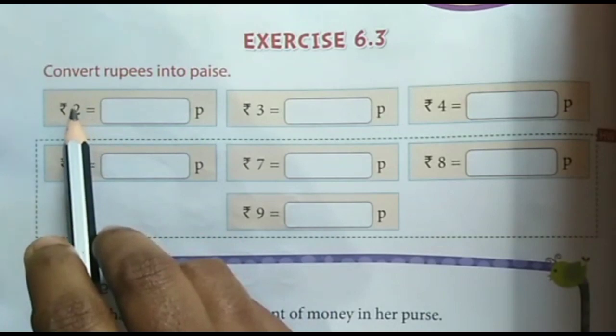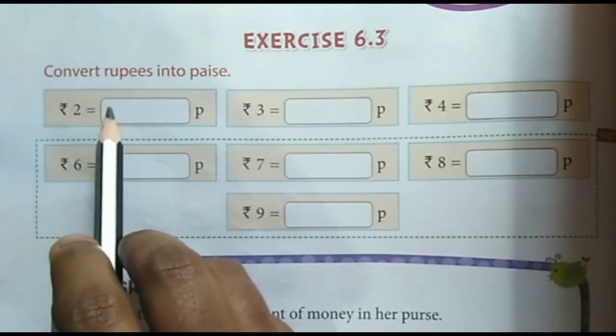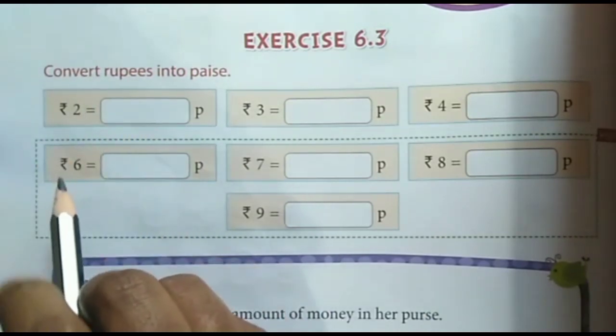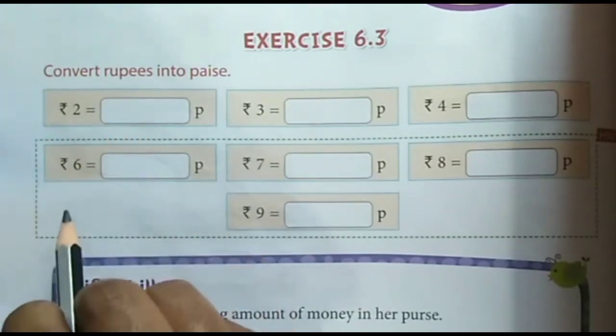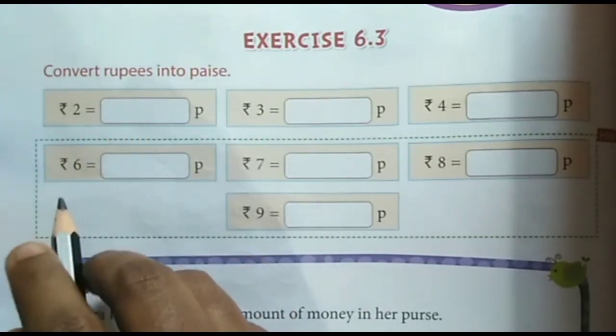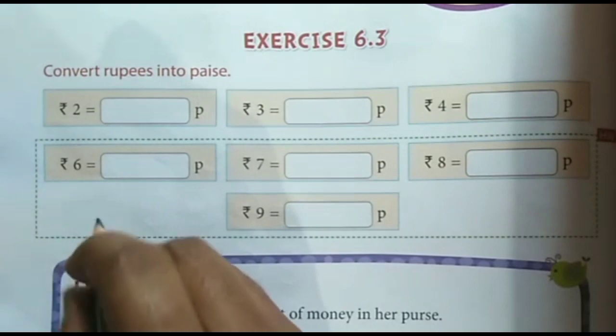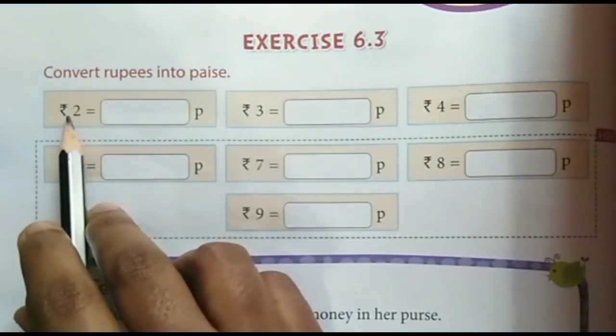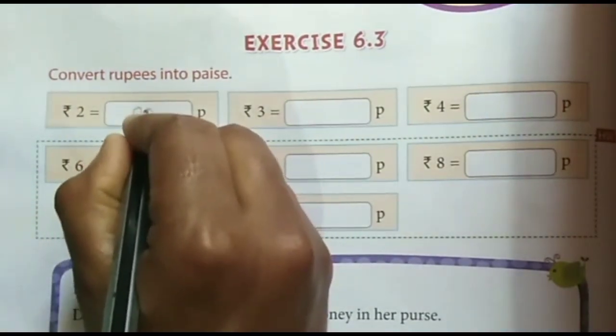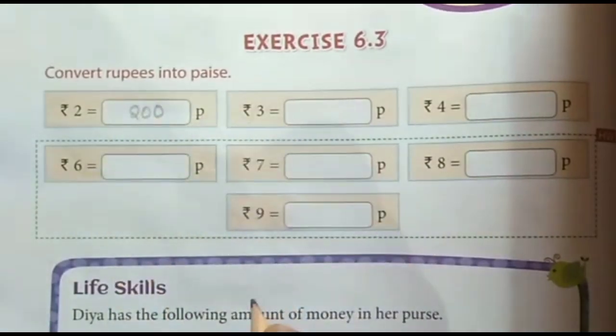For that, we should multiply the given rupees by 100. So we should multiply 2 into 100. We know that 2 into 100, the answer is, yes, 200 paise. So we can write, yes, 200 paise. 200 paise is given here.